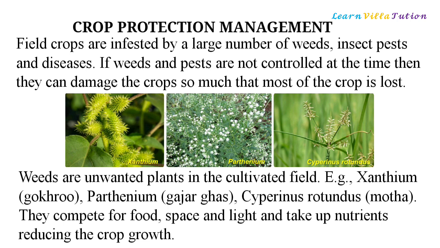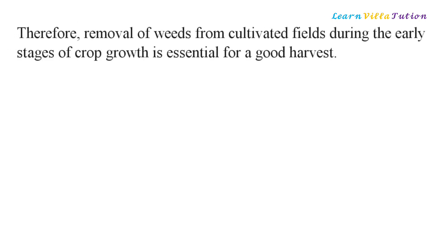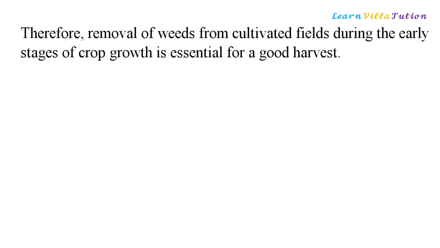Weeds are unwanted plants in the cultivated field. For example, Xanthium (Gokhru), Parthenium (Gajar Ghas), Cyperus rotundus (Motha). They compete for food, space and light, and take up nutrients, reducing the crop growth. Therefore, removal of weeds from cultivated fields during the early stages of crop growth is essential for a good harvest.